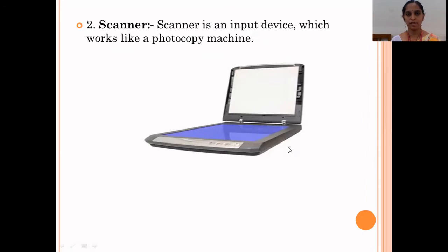Next is the scanner. A scanner is an input device which works like a photocopy machine. With the help of a scanner, the user can scan an image as well as text and store it in secondary storage or on the hard disk for further processing. The user can scan a photocopy or an image, convert it into digital format and store it on a hard disk.